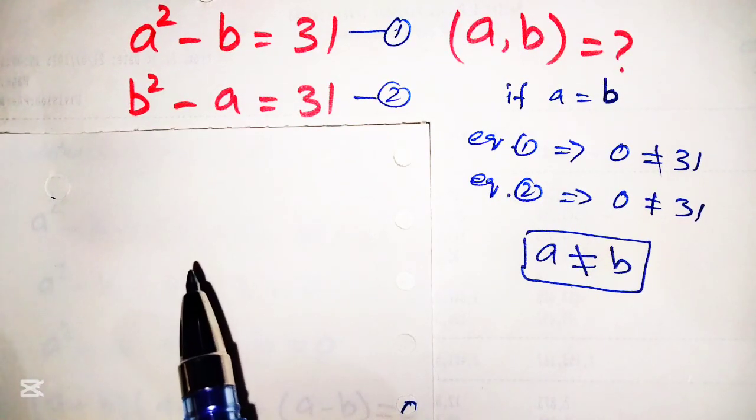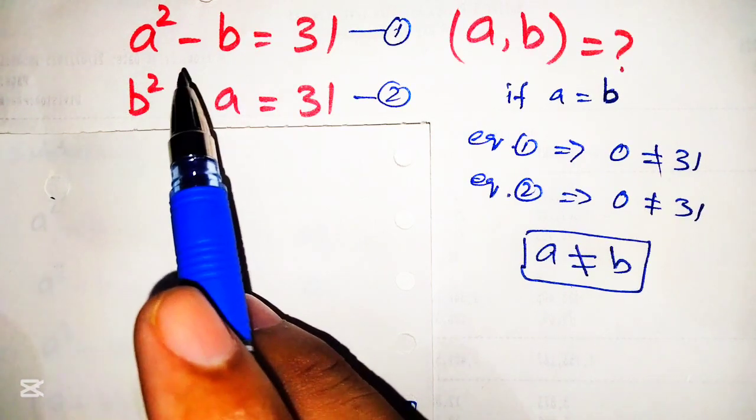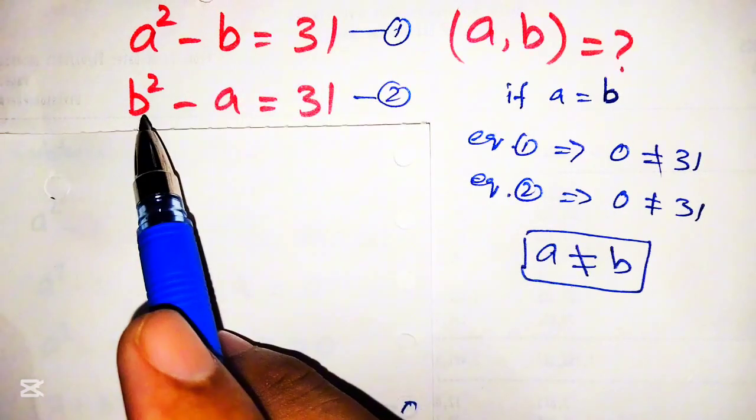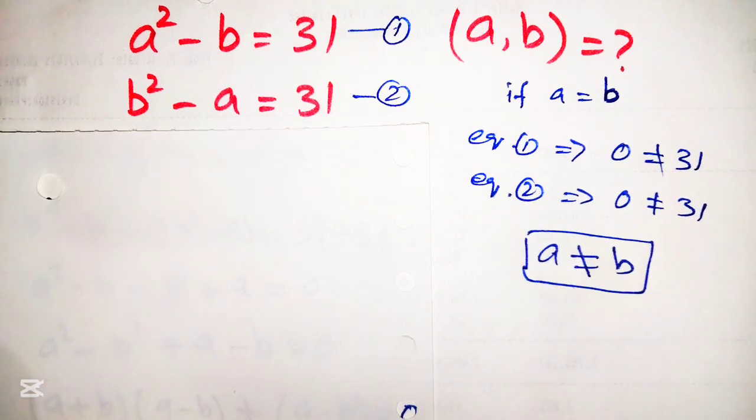Today we are going to solve a very interesting system of equations, which is given as a² − b = 31. This is equation number 1, and b² − a = 31, which is equation number 2.